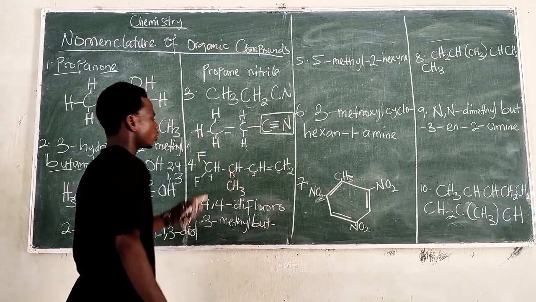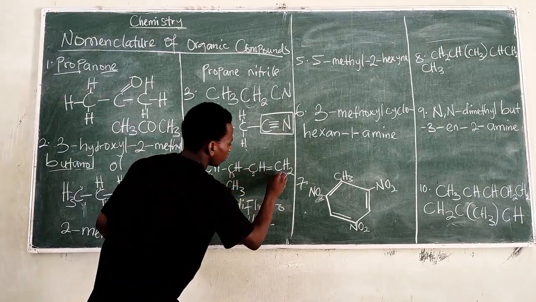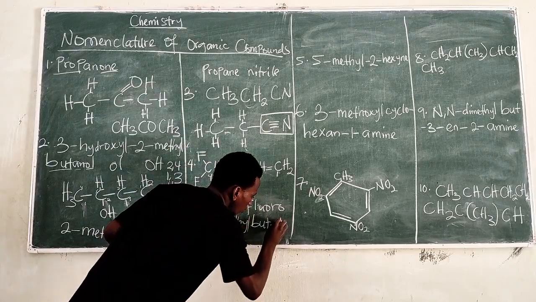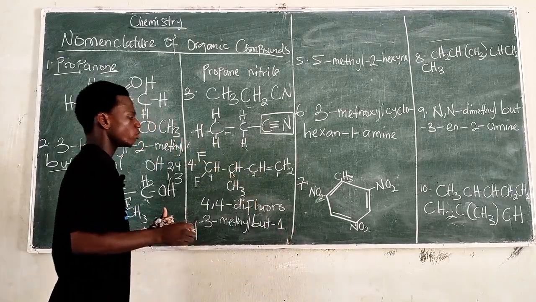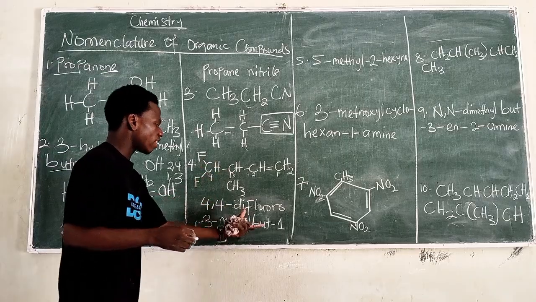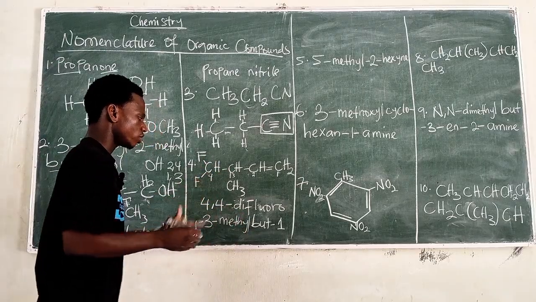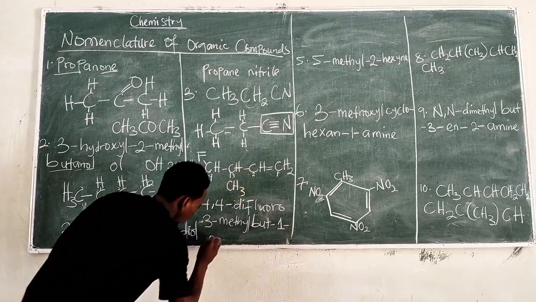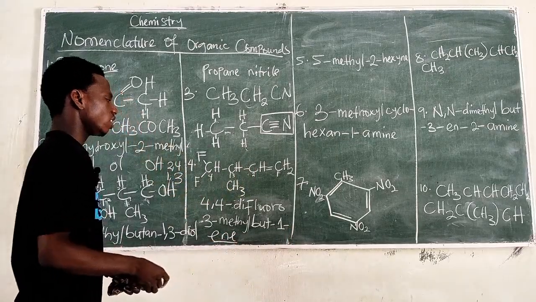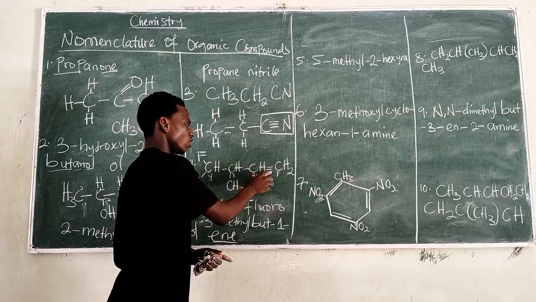On position 1, this is our first carbon atom, we have a double bond, so it's going to be but. We're going to indicate the position of the functional group, in this case, the alkene family. So it's 4,4 difluoro, 3 methyl but-1-ene. The ene indicates the alkene family because of the double bond.